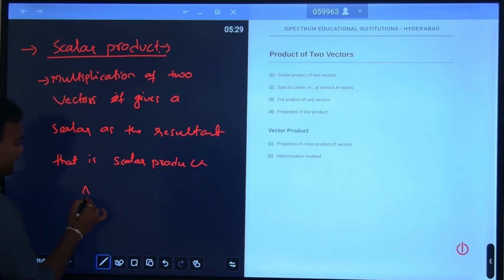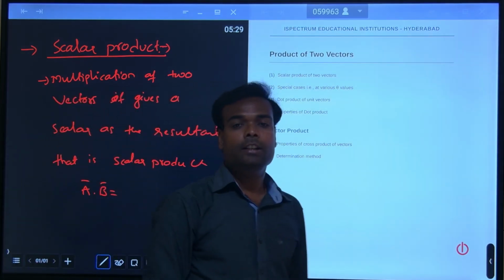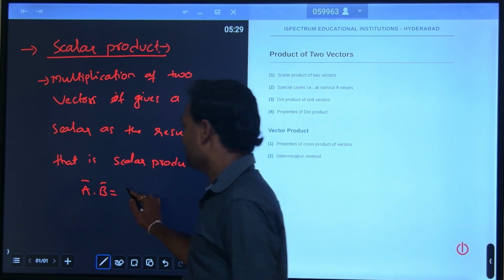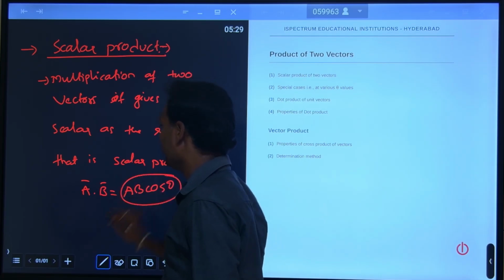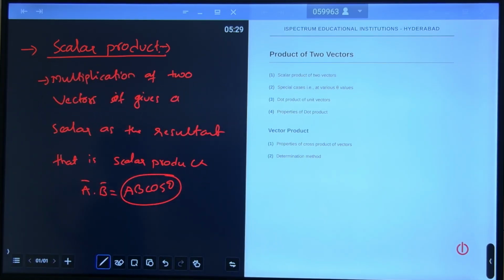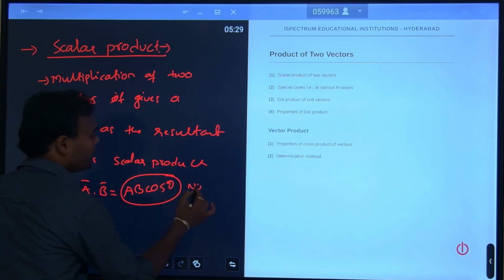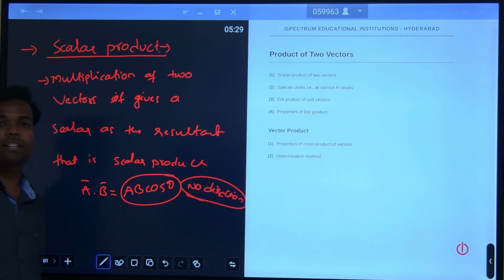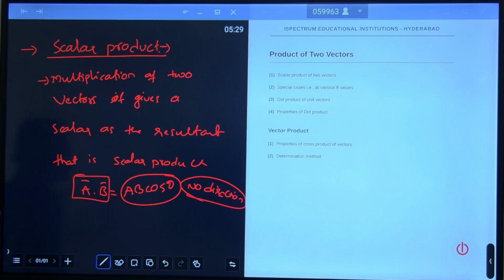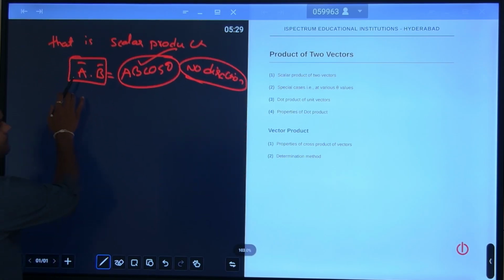That means here we are representing it with a dot b. Now a dot b means ab cos theta, and this is a scalar magnitude, and here no direction representation is present. Now you can say that the product of these two values is a scalar here.